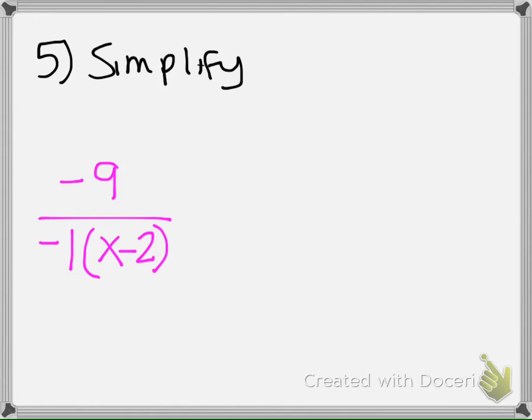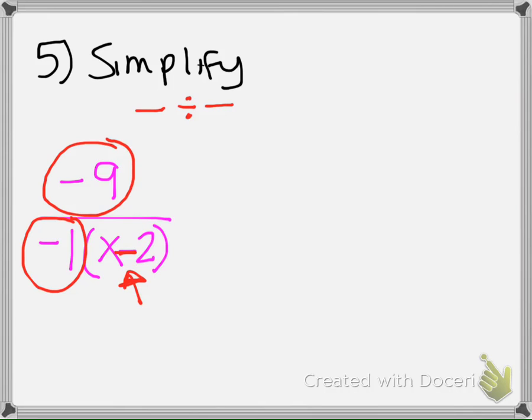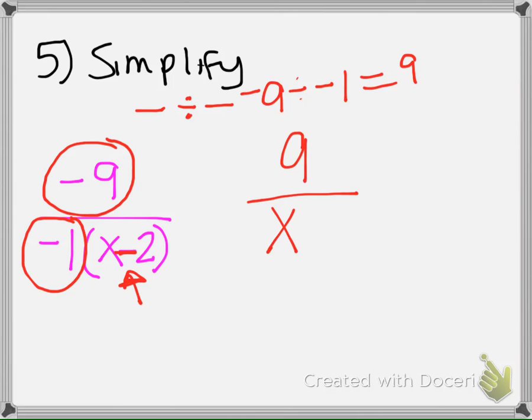Okay, so for this to be simplified, negative 9 divided by negative 1. We can simplify these because there's no plus or minus like this one here. We cannot, because it has this minus. But these two we can simplify, and a negative divided by a negative is a positive, and negative 9 divided by a negative 1 is 9. And that is our final answer.